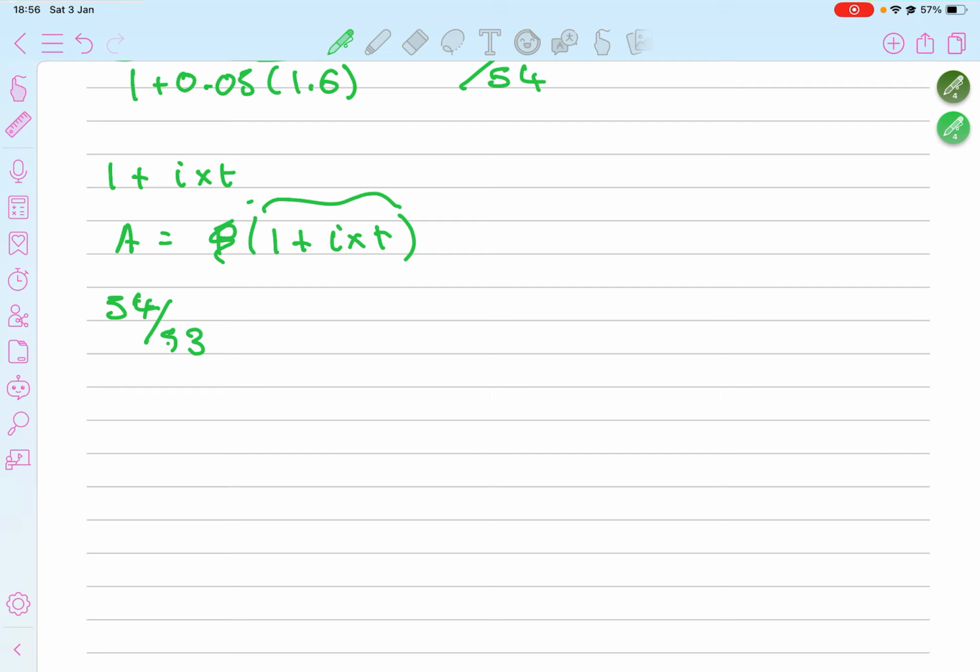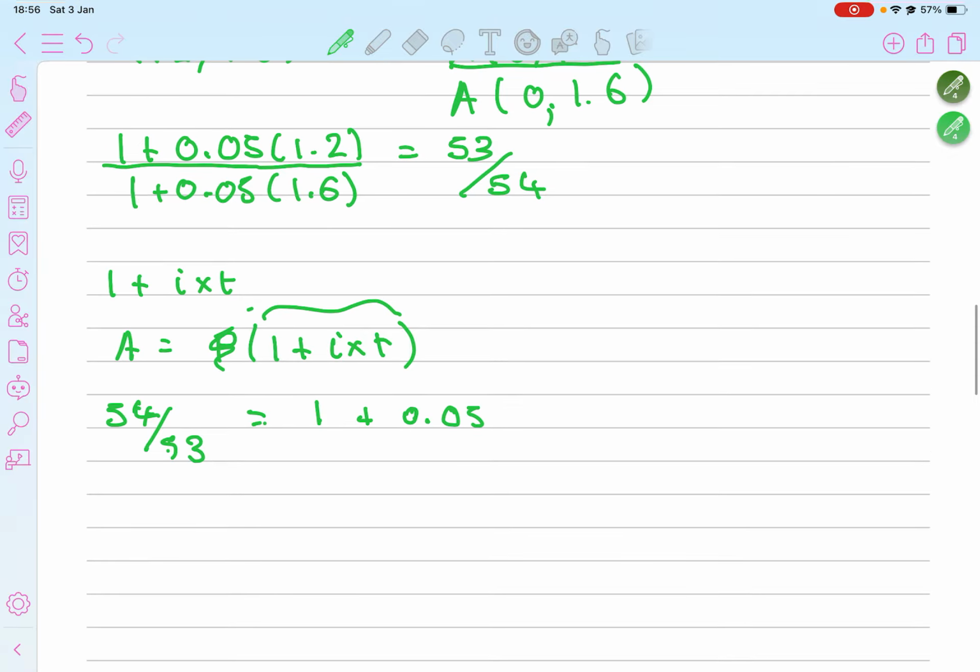I don't know why my pen's glitching a bit. Hang on. Is equal to 1 plus 0.05. Oh my god. What am I doing? Sorry, I don't know why I said that. Is equal to 1 plus, we don't know I, times 0.4, because that's how long it goes on for. Oh, it's also 53 over 54. I think I'm a bit dyslexic. I can work that out. It's over 54, so minus 1.